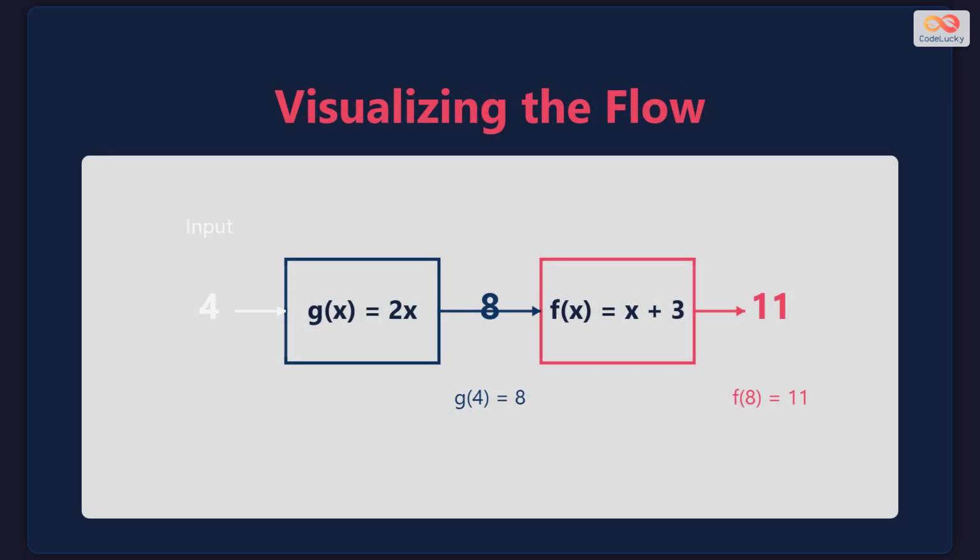Here is a diagram showing the path our number took. The initial input, 4, goes into the first function, g of x. That function multiplies it by 2, and its output is 8. That output, 8, then becomes the input for the second function, f of x. That function adds 3, and the final output is 11.